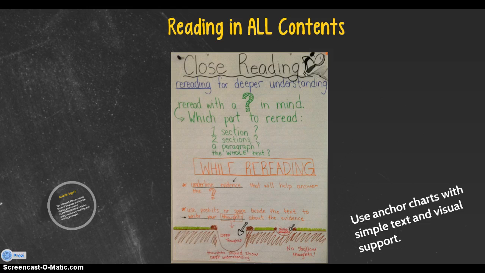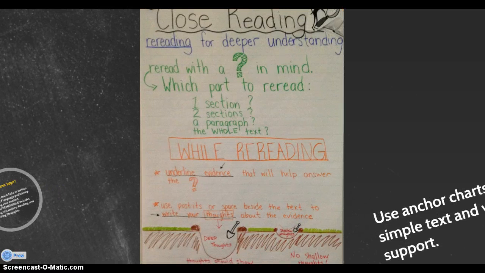Use anchor charts with simple text and visual support. This teacher-created chart is an excellent example of using visual cues to teach students reading strategies. It uses simple phrases and concrete examples for the abstract concepts, deep and shallow.